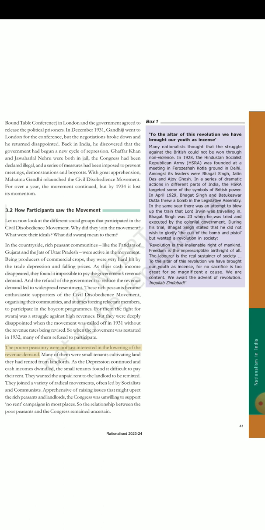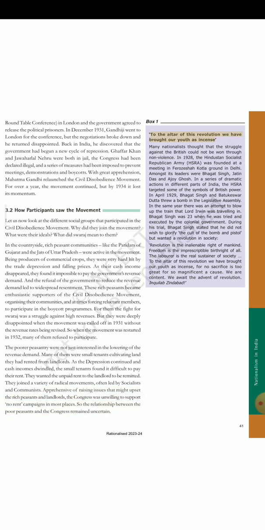The poorer peasantry were not just interested in the lowering of the revenue demand. Many of them were small tenants cultivating land they had rented from landlords. As the depression continued and cash incomes dwindled, the small tenants found it difficult to pay their rent. They wanted the unpaid rent to the landlord to be remitted. They joined a variety of radical movements, often led by socialists and communists. Apprehensive of raising issues that might upset the rich peasants and landlords, the Congress was unwilling to support no rent campaigns in most places. So the relationship between the poor peasants and the Congress remained uncertain.